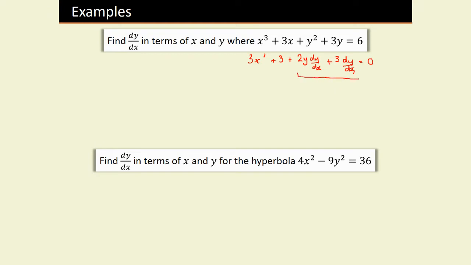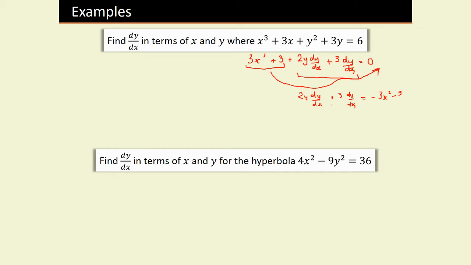Right, what I'm going to do now is collect together the dy by dx terms, leave those ones on the left-hand side, and take all these other bits here across onto the other side. Okay, so I'm left with a 2y dy by dx plus a 3 dy by dx equals minus 3x squared. Got to take away the 3x squared, haven't we? And minus 3. I'm going to take away the 3 as well.